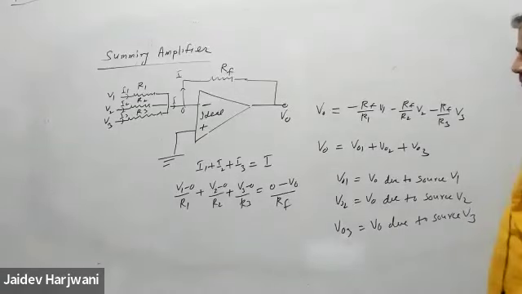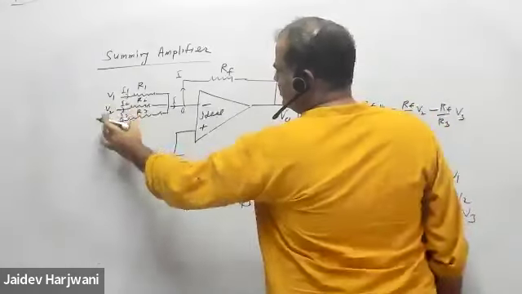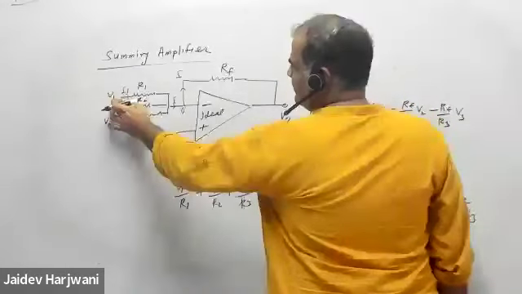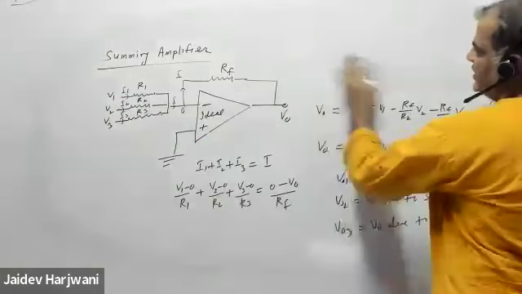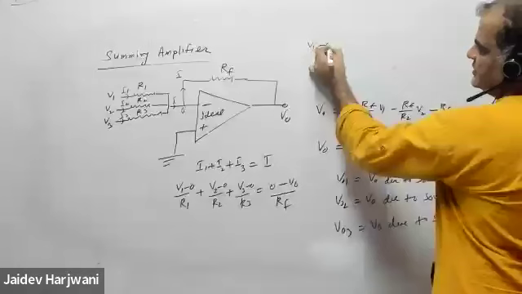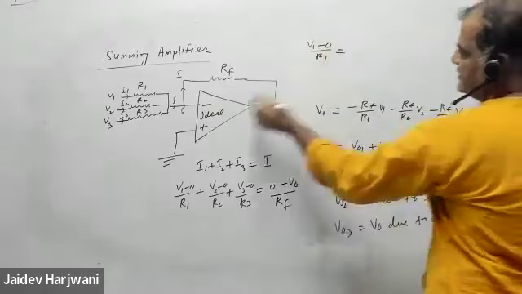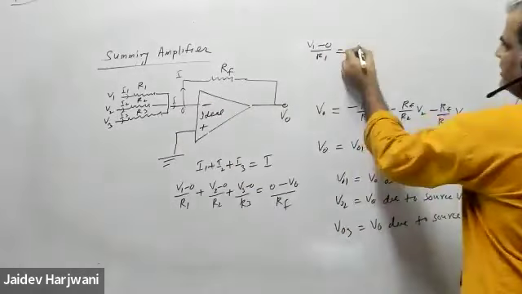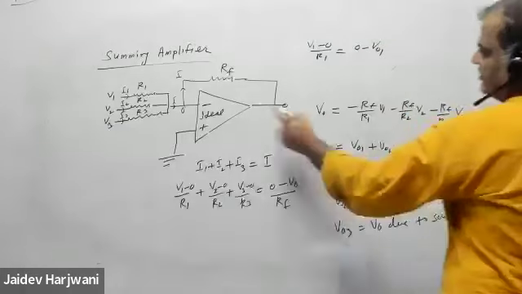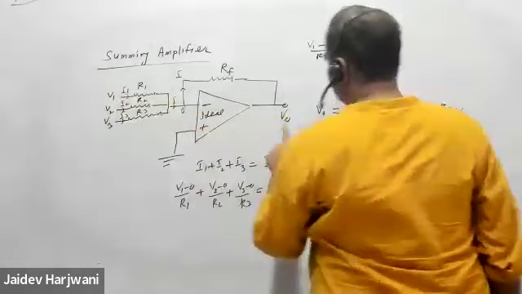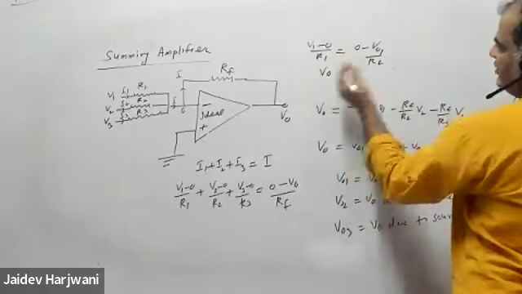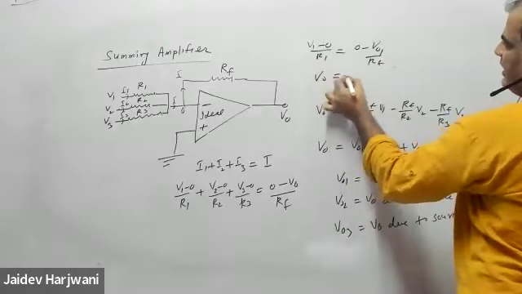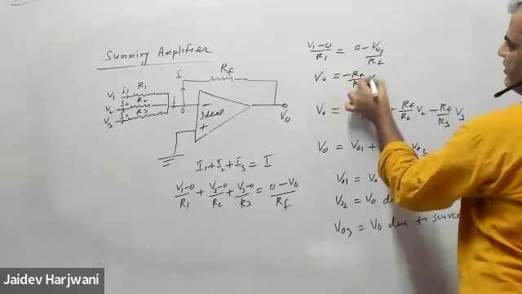Now I can do the same problem using the superposition principle. I assume these are 0, this 0, this 0, only this one is present. So only current is coming from here to here. So (V1 minus 0) upon R1 is equal to 0 minus V01. So V01 will become simply minus RF upon R1 into V1.